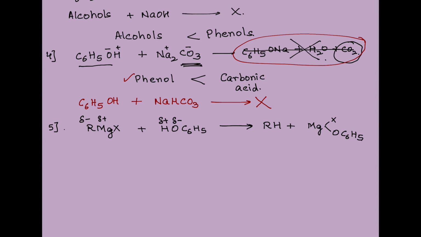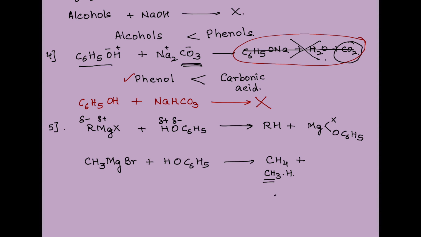Okay. Now, supposing I want to prepare methane by this reaction, what will I take? What will be R over here? So, methane means CH3H. This is what I want. So, what should be my R? Well done. It will be CH3MgBr. Let's say it is Br. Now, complete the reaction with phenol.